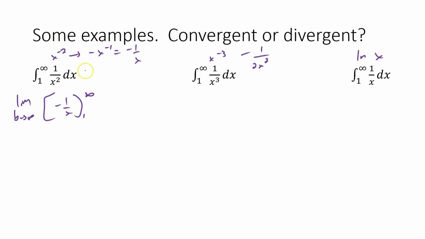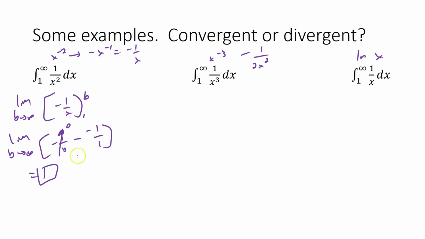Plug in infinity, you get 0. Oops, I actually shouldn't have an infinity there. It should be a b. There we go. So we have limit as b approaches infinity of negative 1 over b minus a negative 1 over 1. This turns into 0. 1 over 1 is a positive 1.